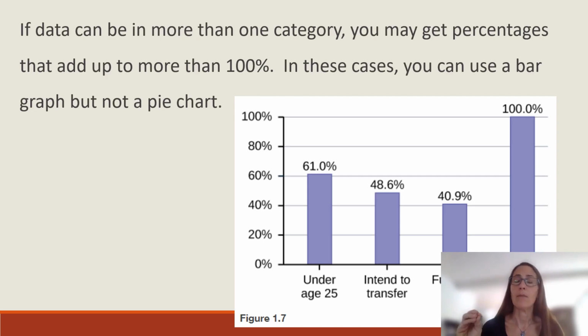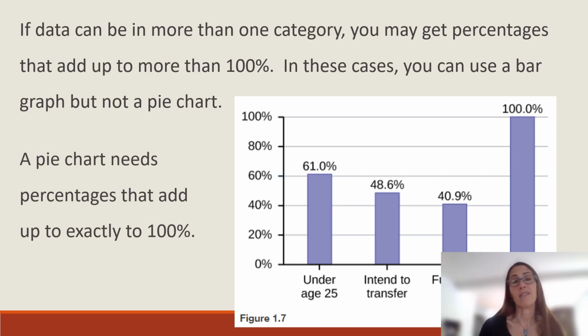Those are going to add up to more than 100 because you could be under 25 and intend to transfer. You could have students in more than one category, which is why you have those percentages not adding up to 100. So you can't use a pie chart for this display of the data. Pie charts need percentages that add up to exactly 100%.